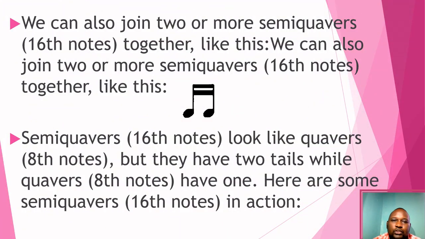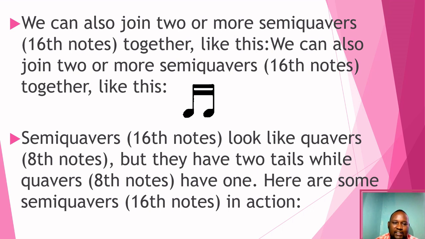We can also join 2 or more semiquavers or 16th notes together like this. When you join them, you say that you have beamed them. This part is a beam. It's referred to as a beam that joins 2 quavers or 2 semiquavers together. Semiquavers or 16th notes look like quavers or 8th notes, but they have 2 tails while quavers have 1.